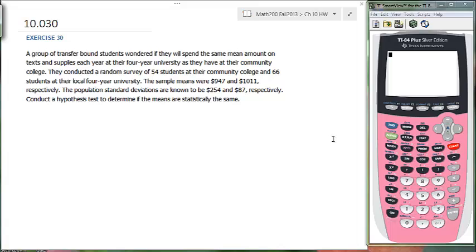This is problem number 30 from chapter 10. A group of transfer-bound students wondered if they would spend the same mean amount on text and supplies for each year of their four-year universities as they did at their community college. They conducted a random survey of 54 students at their community college and 66 at their local four-year university. And they got the sample means for each, and they have a population standard deviation.